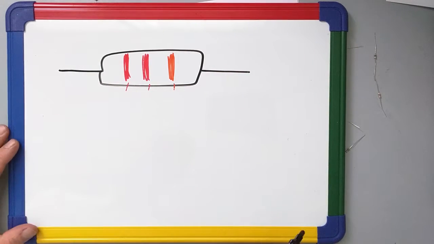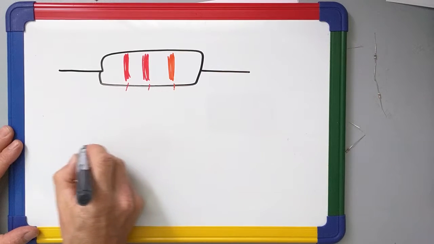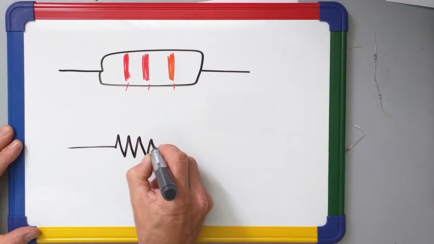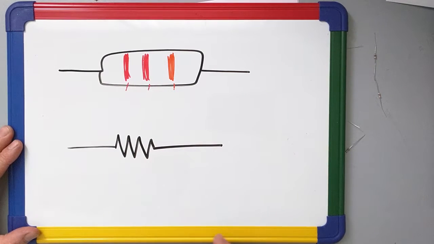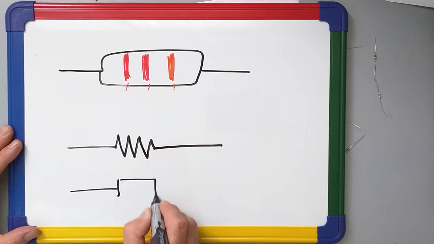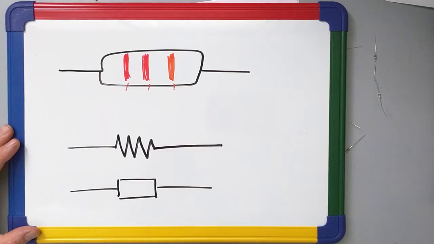You don't want to be drawing one of these every time we've got an electronic circuit, so instead of drawing the resistor as it actually looks, we draw a symbol for a resistor, and this is the symbol for a resistor. Some people like to use a box as a symbol for a resistor. I don't mind which one you use, but I'm going to be sticking with this symbol here.